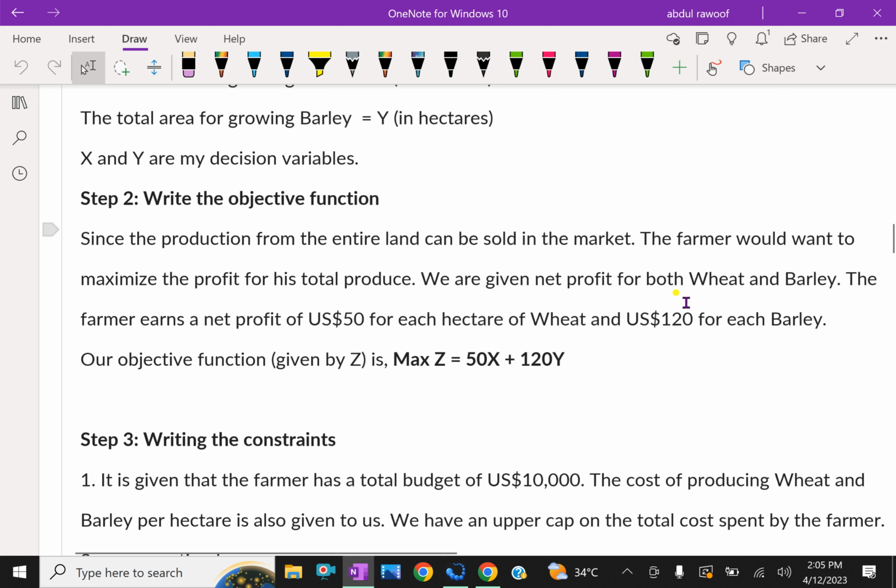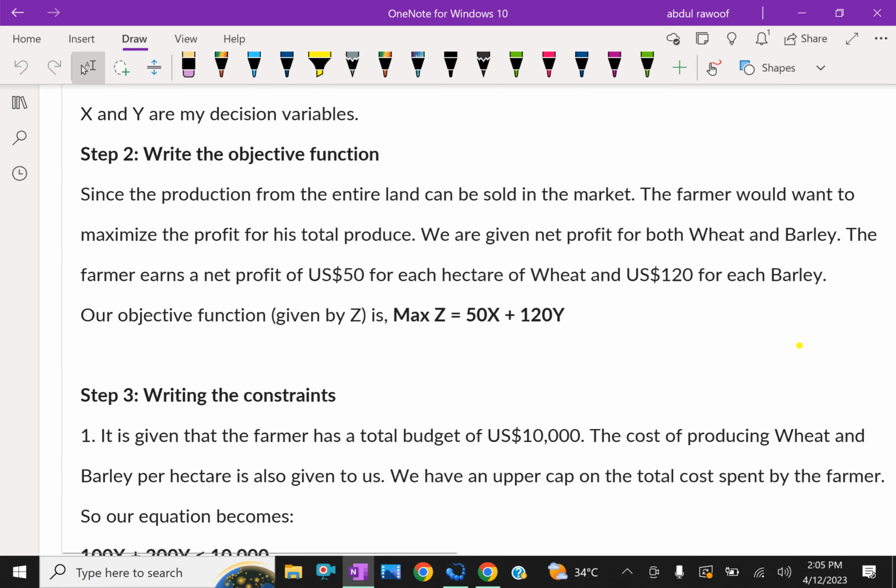We are given net profit for both wheat and barley. The farmer earns a net profit of $50 for each hectare of wheat and $120 for each hectare of barley. Our objective function is, look here, maximize 50x plus 120y, because x is for 50, that is 50x, and y is for 120, that is 120y.